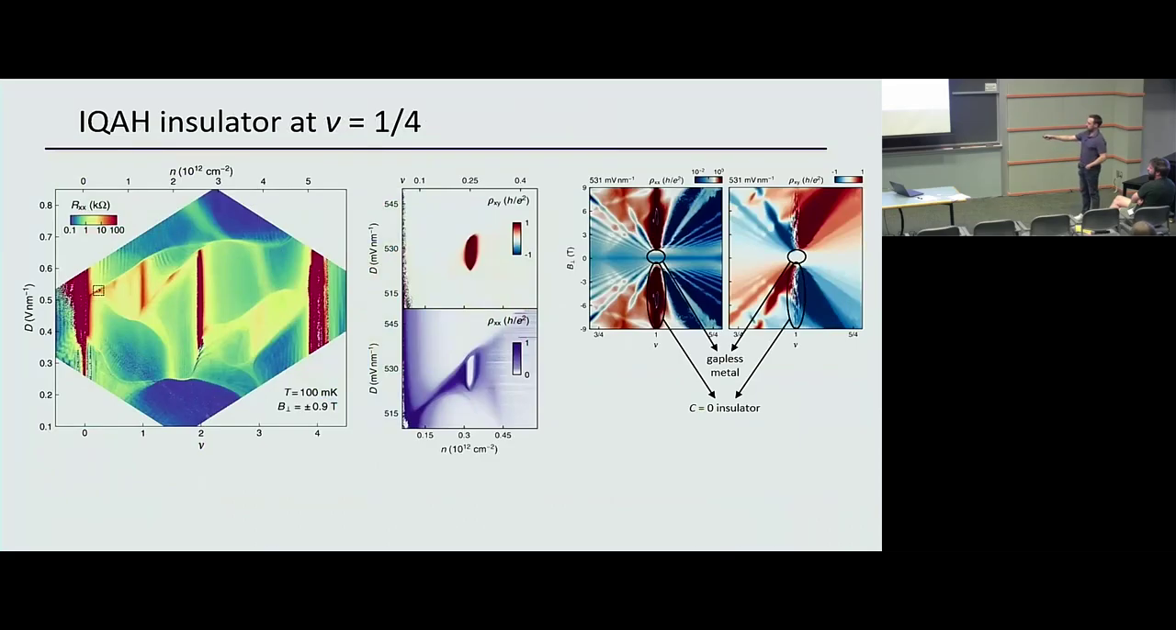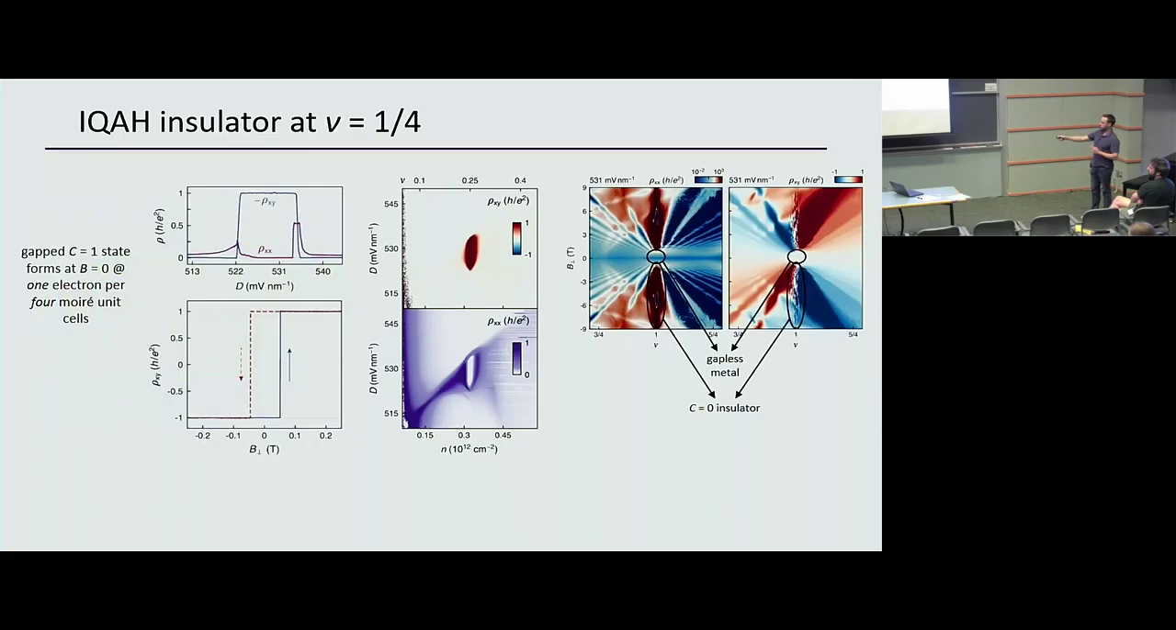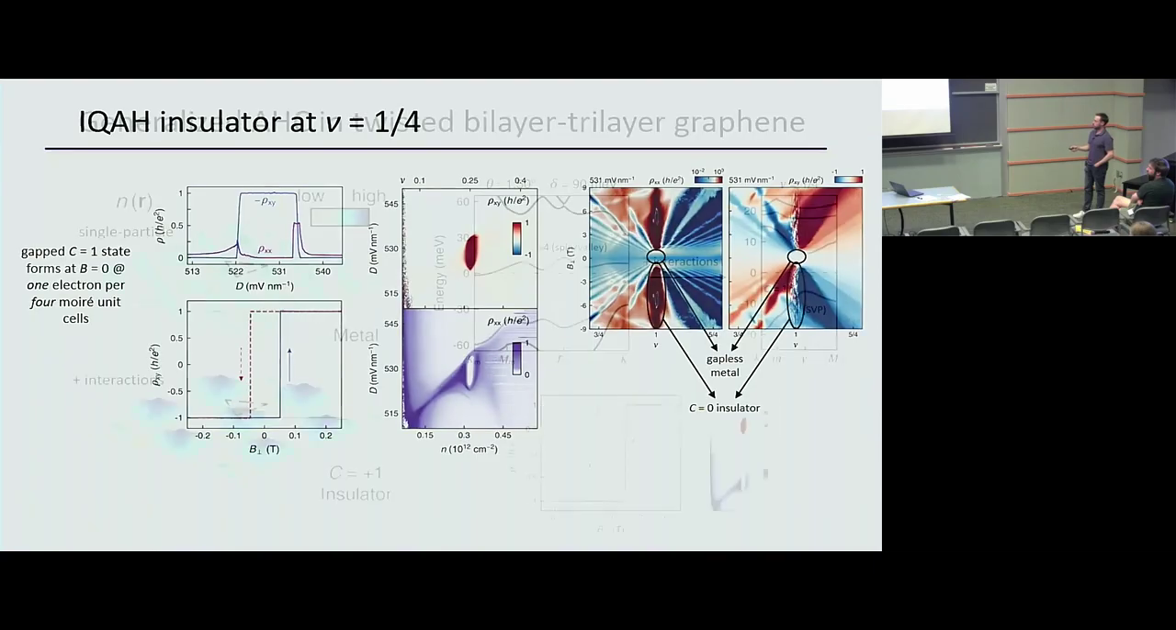But the really interesting thing happens if I zoom in on this tiny little box very near the neutrality point. There, what we see is a small region of displacement field with vanishing Rxx and h over e squared quantized Rxy. This corresponds to a perfect integer quantum anomalous Hall effect, to within instrument resolution quantized h over e squared and 0 Rxx, with a single hysteresis, a single flip in the sign of rho xy from plus to minus h over e squared. And again, this is happening at 1 electron per 4 Moiré unit cells.